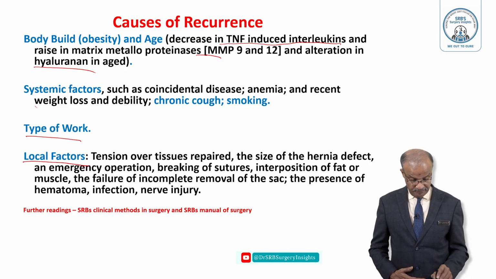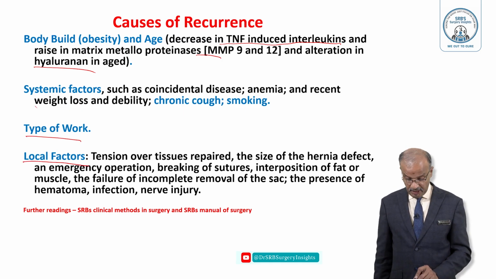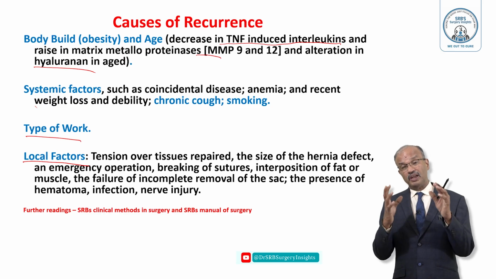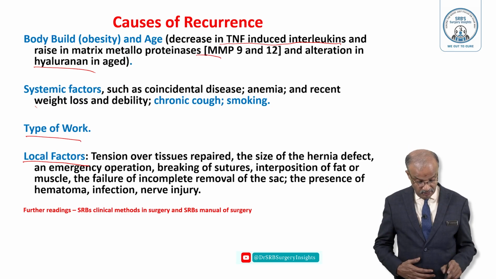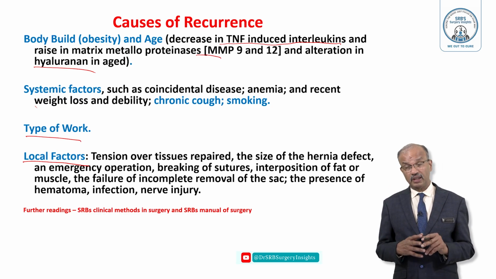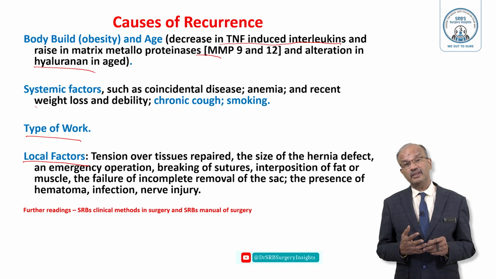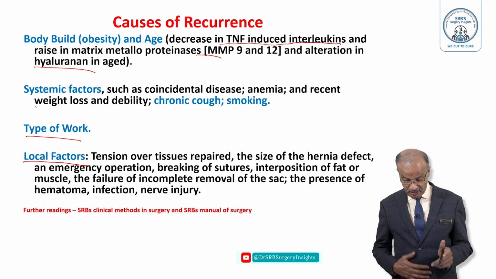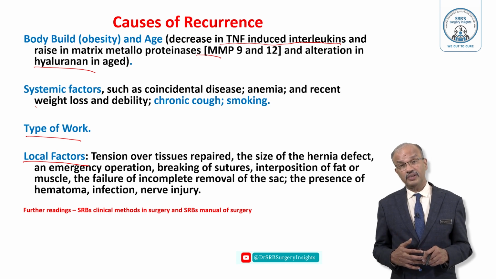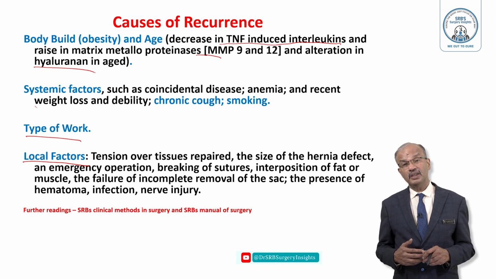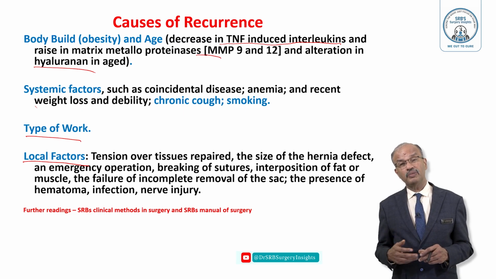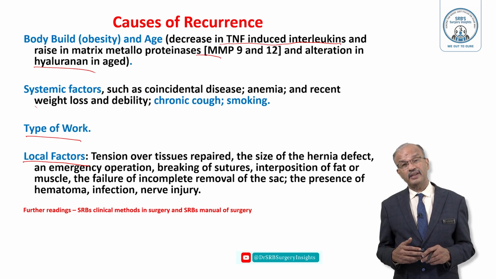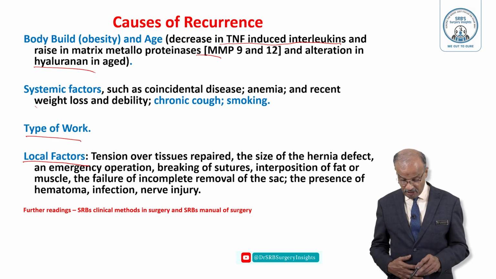Local factors: tension over the tissues repaired, and the size of the hernia defect. If you put a smaller mesh on a big defect, then there is a problem. In an emergency operation, if there is gangrene from a previous hernia surgery, you will do only a tissue repair and the mesh won't be placed. Recurrence is high, infection is high, hematoma formation, seroma formation, and presence of precipitating factors which are not treated.